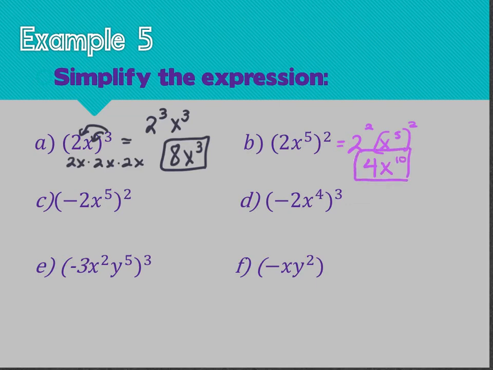All right. Then C. Now I've got that negative, right? So when I distribute this exponent, it's going to a negative 2. It's negative 2 squared. Then x to the 5th raised to the 2nd, which becomes a positive 4x to the 10th.